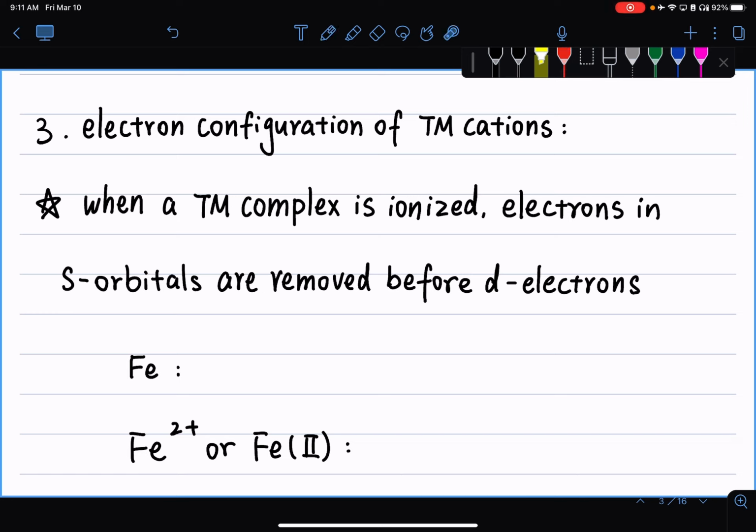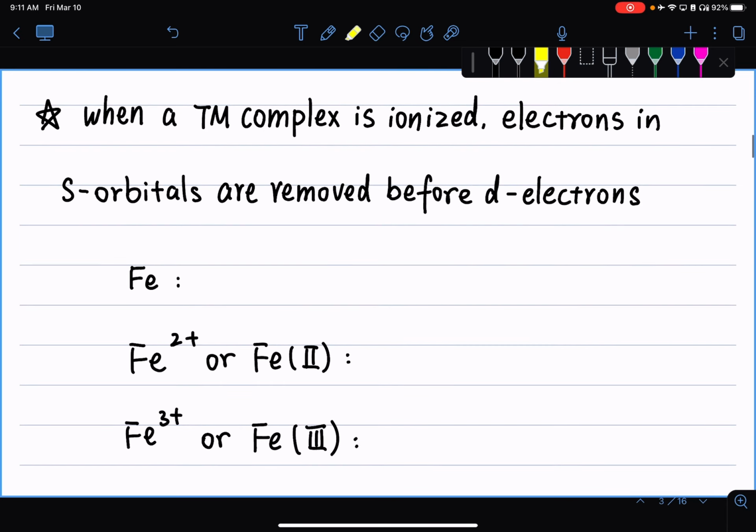And then the next topic is again some review when we're talking about the transition metal cations. So this is again something special about transition metals. When we're putting electrons in, we put it into the s atomic orbital first. But when we're taking electrons out to form transition metal cations, electrons in the s orbitals are removed before electrons in the d orbitals. So we'll use iron as an example.